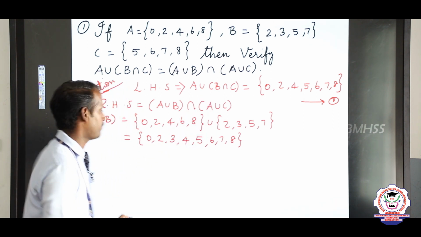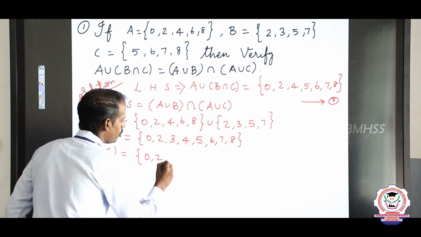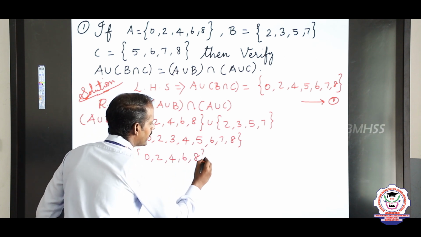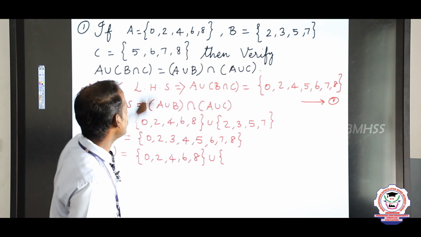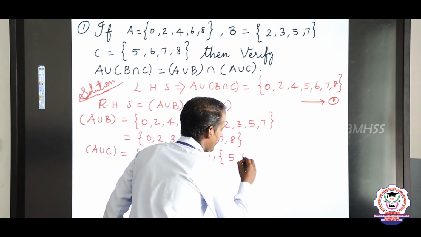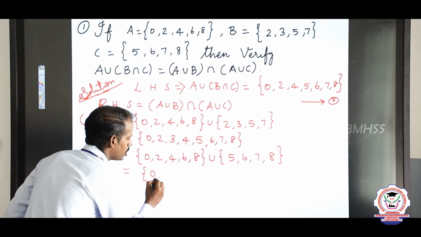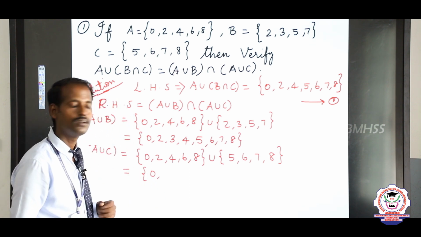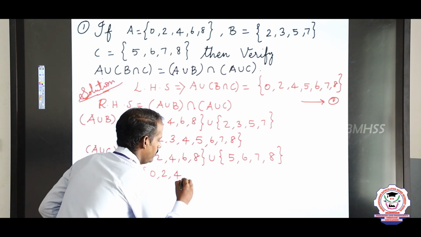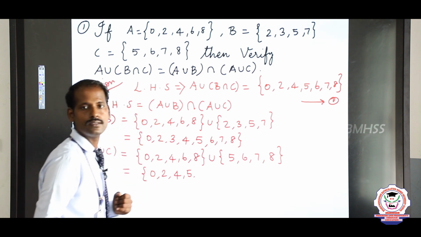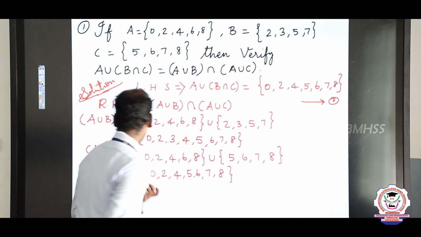Next, what should we find? Here A union C. What is the A set? The A set is 0, 2, 4, 6, 8. Then union. What is the C set? The C set is here 5, 6, 7, 8. So here joining the elements: 0, 2, 4, 5, 6, 7, 8. That's it. This is A union C.